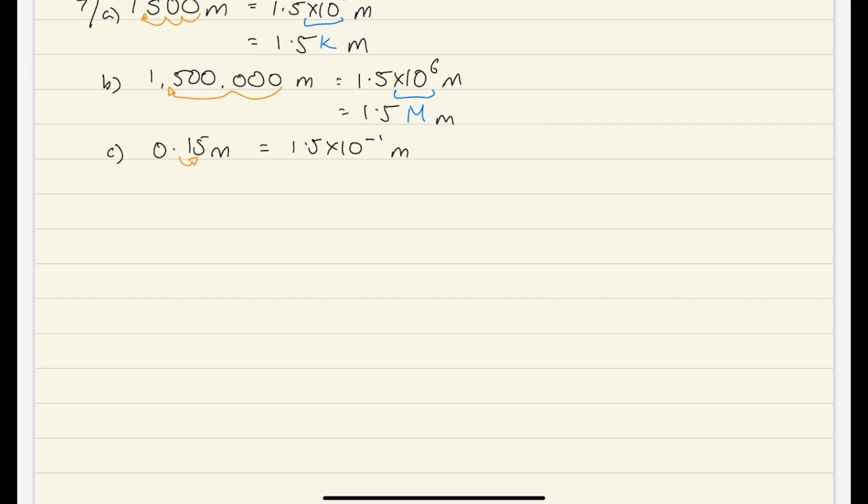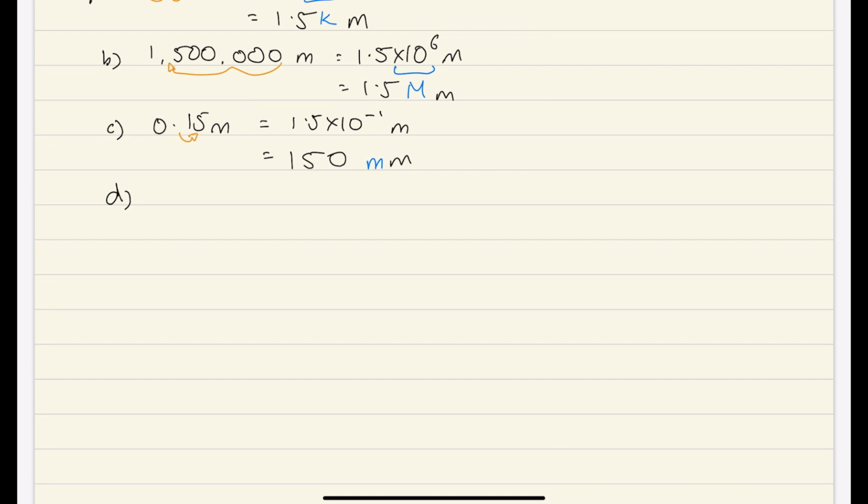Now, a couple of ways of doing this. You can either leave this like this, or if you wanted to, since I know it's minus 1, if I wanted to make it millimeters, then what I could do, because I know milli is 10 to the minus 3, I can actually then think about how I'm going to convert this. So this actually becomes 150 millimeters. So if you're not sure how to do that, please ask in the comments and I can help you out there.